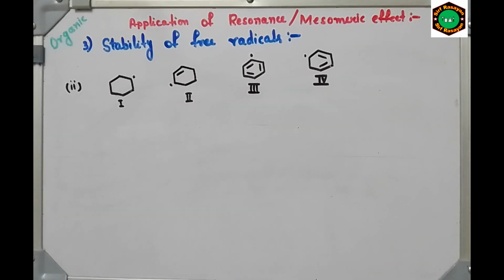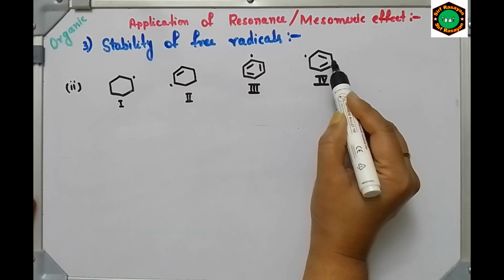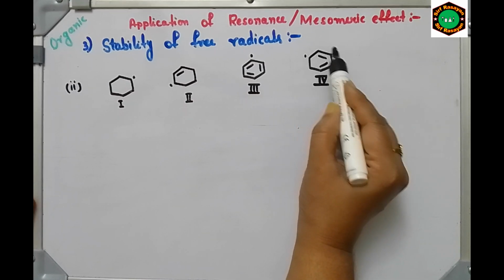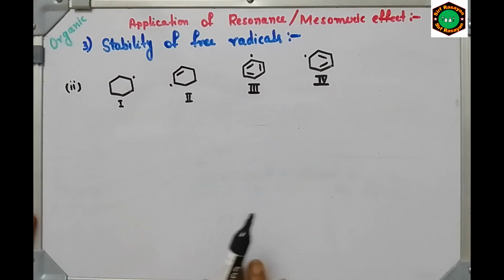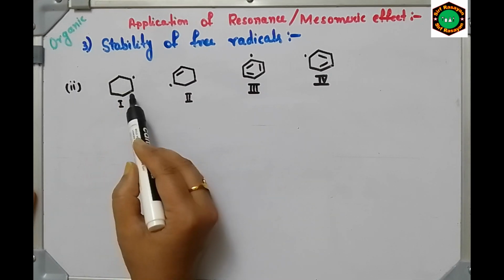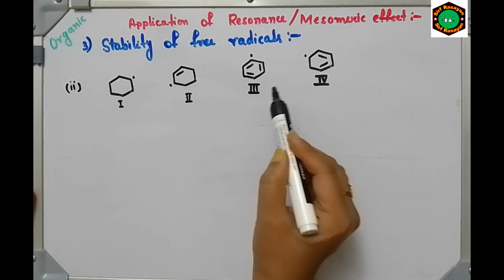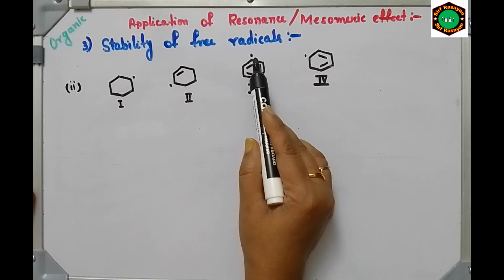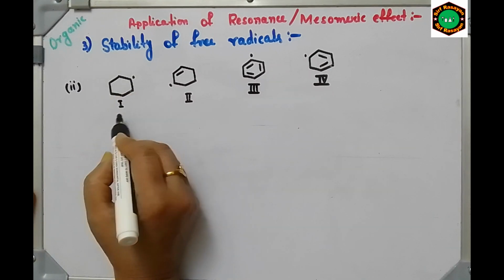Next one. Find out the stability order of these 4 free radicals. Here double bond, single bond, double bond, single bond, free radical. So this free radical will be stabilized by resonance. Here double bond, single bond, then free radical. This free radical is also stabilized by resonance. Here this is a secondary free radical. Here no resonance is possible. Okay, what about this? This is C6H5 dot. Here this free radical is not stabilized by conjugation. But here hyperconjugation is there.